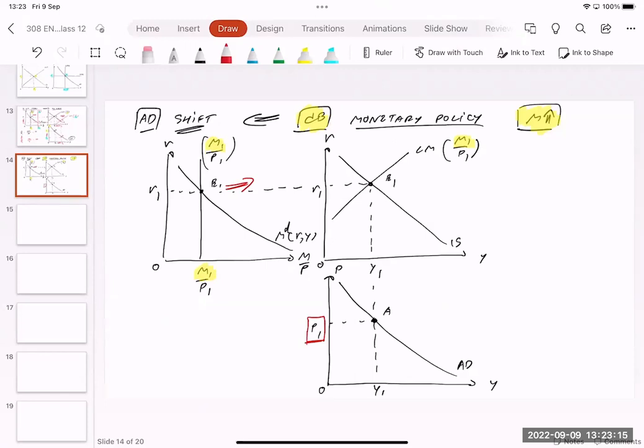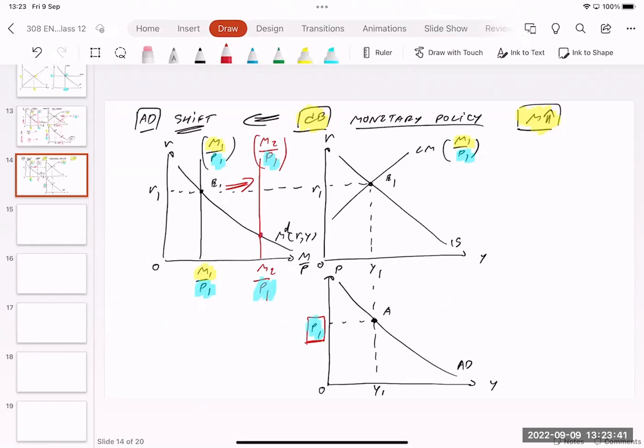In this case, we focus on the change of M by the central bank. If the central bank increases M and P is the same, the real money supply shifts to the right from M1 to M2. P is still the same, P1. M increases from M1 to M2, and P stays at P1.